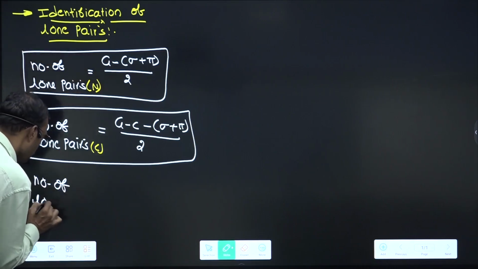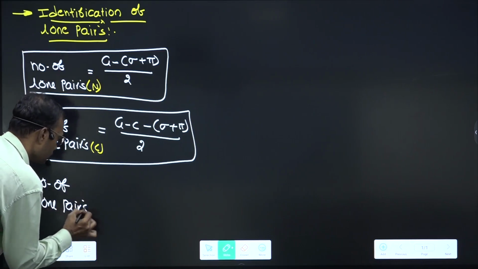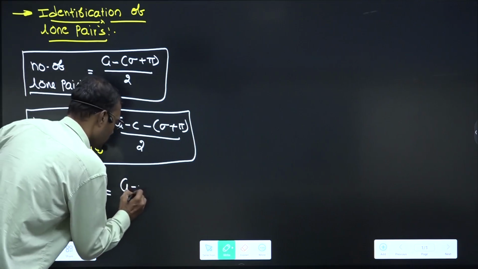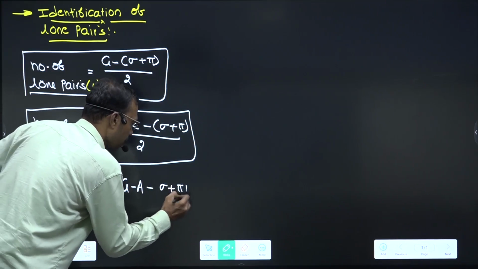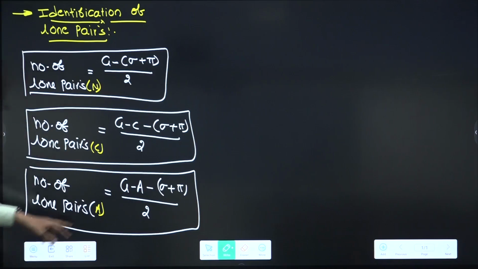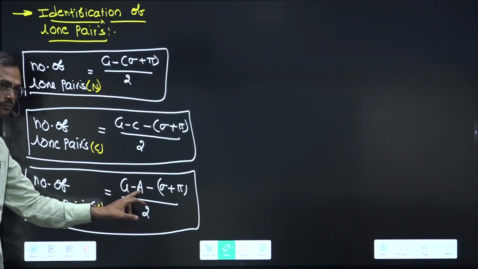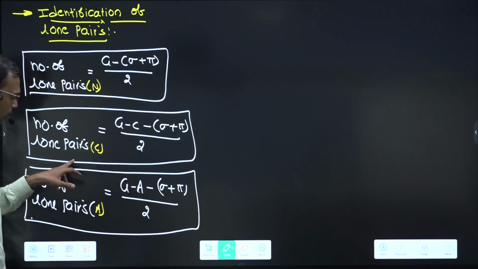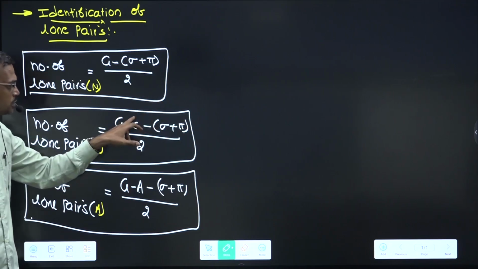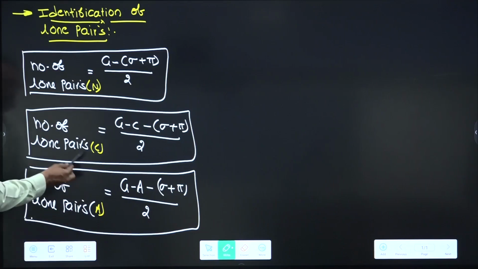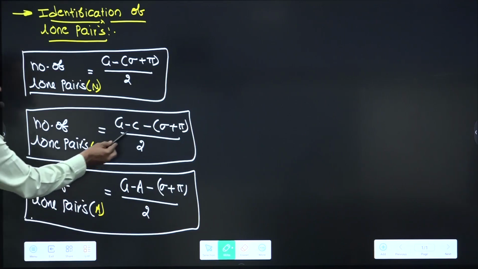Okay, number of lone pairs for an anion. So here I am taking anion, that is A. Now group number minus anionic charge, sigma plus pi by 2. This is the formula for anion. Here this A is nothing but the charge present on the anion. And this C is nothing but the charge present on the cation. So you write this C. C indicates charge present on cation, and A the charge present on anion. So this is the number of lone pairs present on cation, and this is the charge of cation, charge of anion.